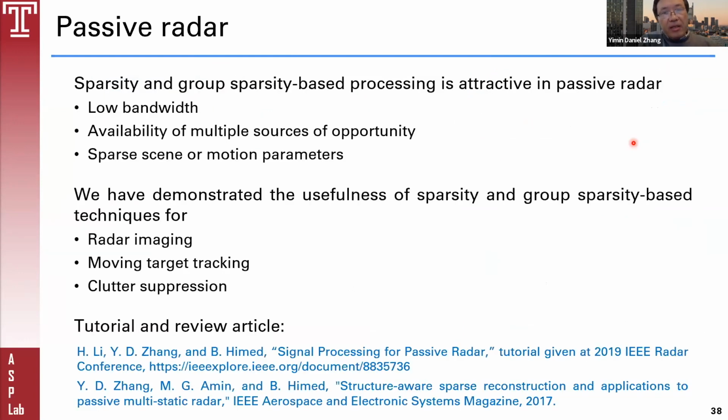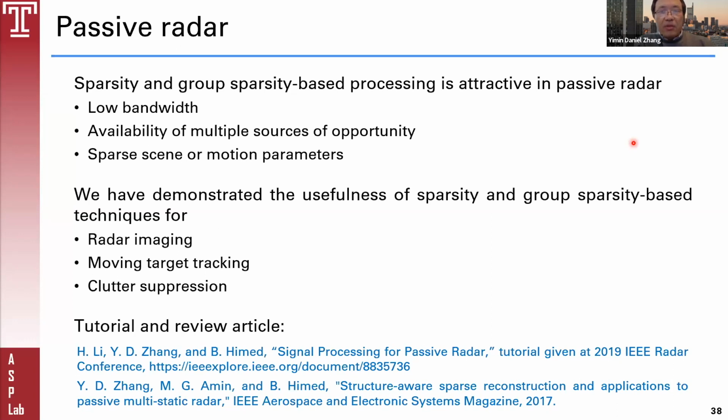So we mainly consider sparsity and group sparsity based processing for passive radar. Because the signals have a low bandwidth, as we just talked about. On the other hand, there is the availability of multiple sources of opportunity. And also the scenes are often sparse, particularly when we are interested in moving targets.